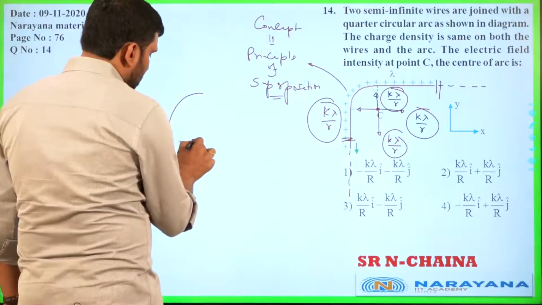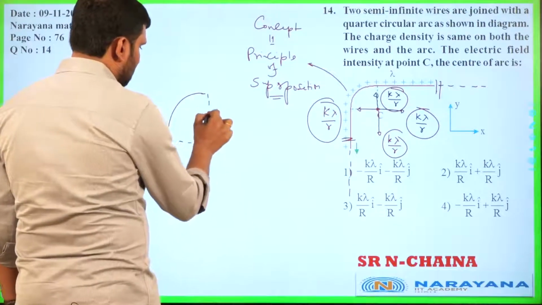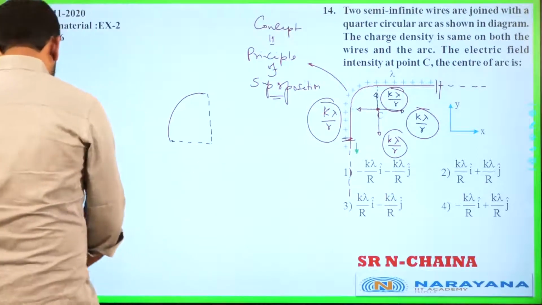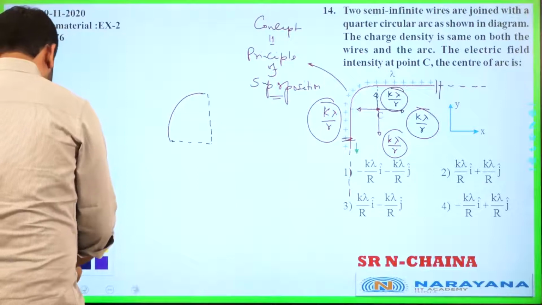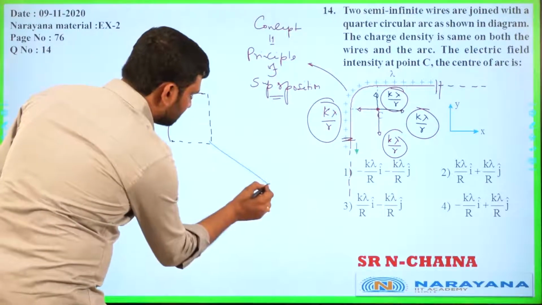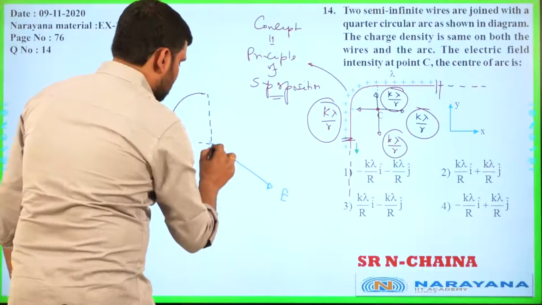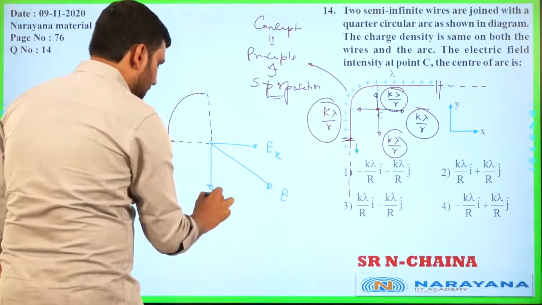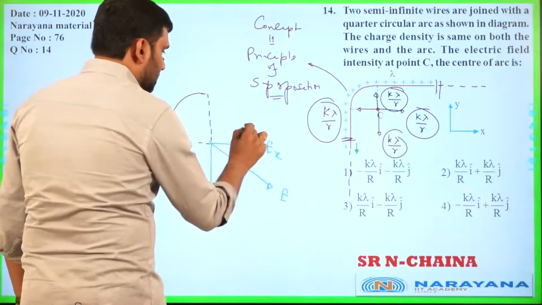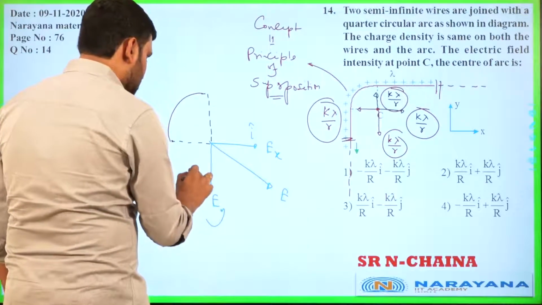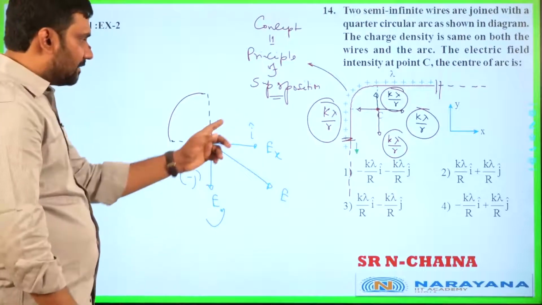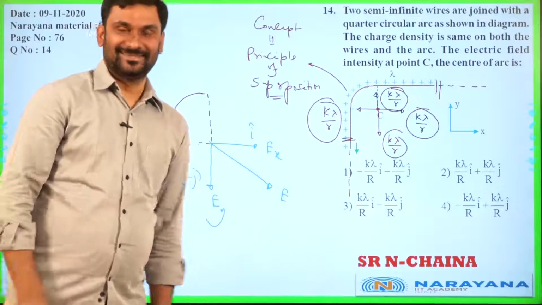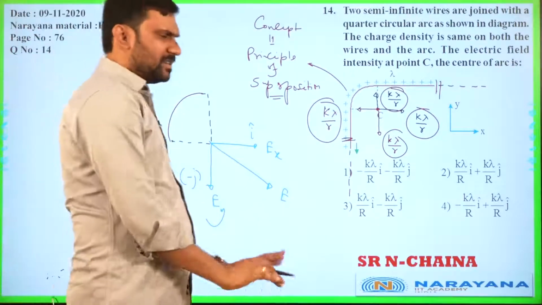So, we know what is that electric field due to this one is in that direction. So, this is Ex, this is Ey, Ex is along plus I cap, Ey is along minus j cap. So, it will come k lambda by r I cap minus k lambda by r j cap. Job done, finished, right? Okay, very simple.